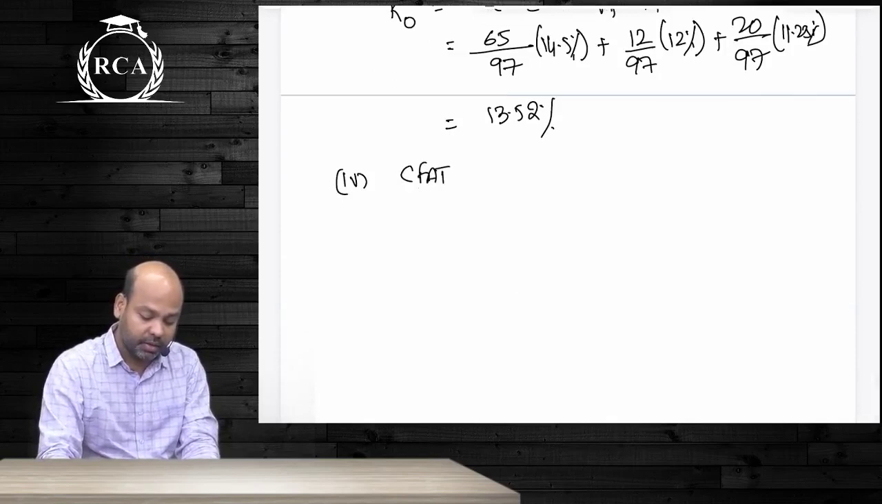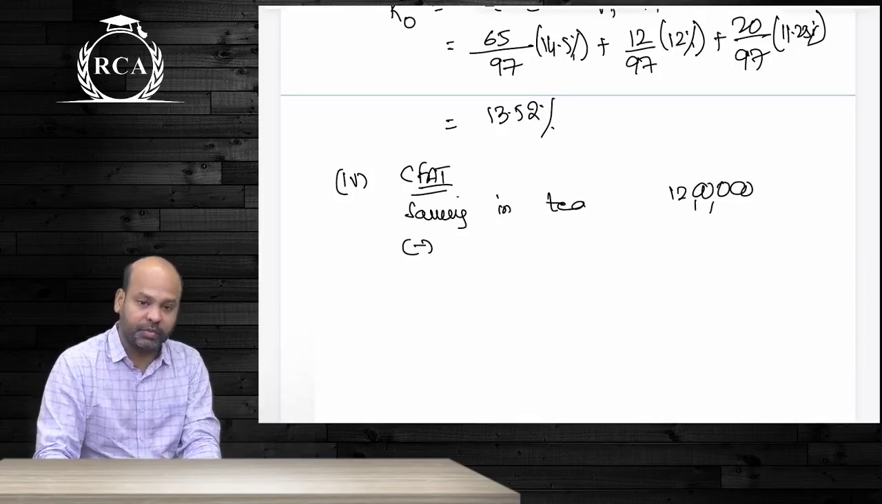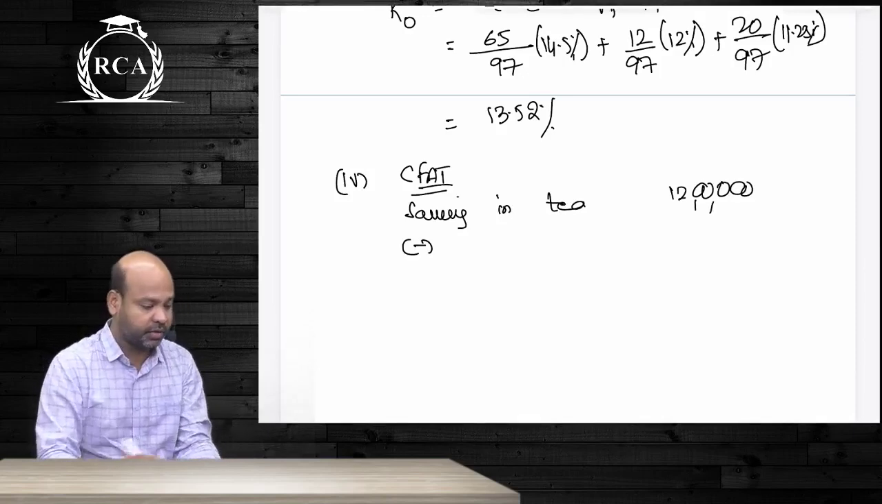Once we get that, you're supposed to arrive at your cash flow after tax. CFAT, what is the amount of savings in T every year? Savings in T is 12 lakhs. That's the only saving, right? Minus what are all the expenses that you have to incur for this?